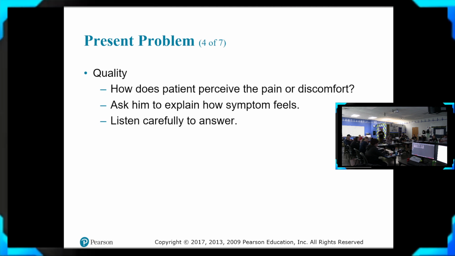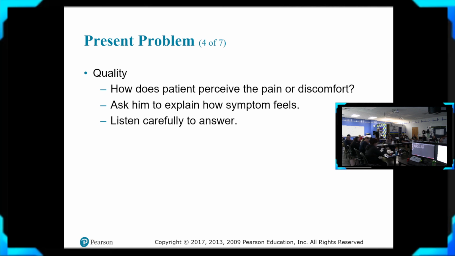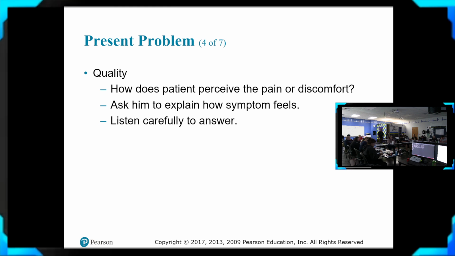Quality, how does the patient perceive this? Tell them to explain how it feels. What's an example of that? No. Describe how it feels. Is it crushing? Is it sharp? Does it burn?